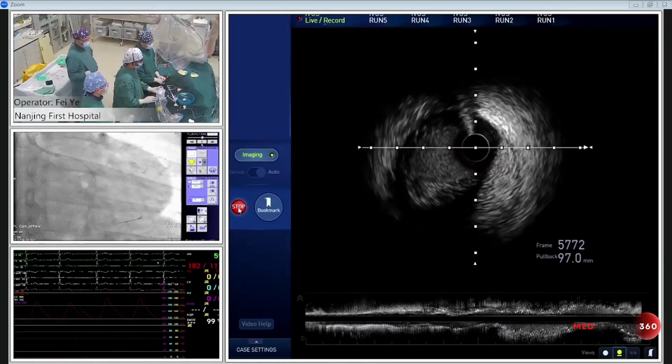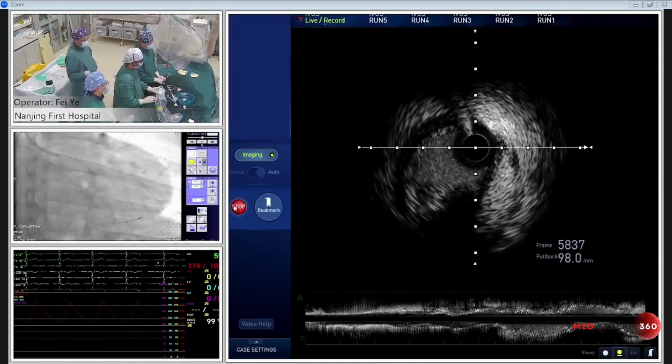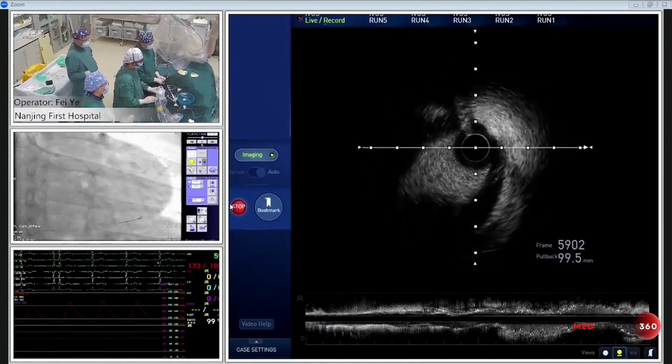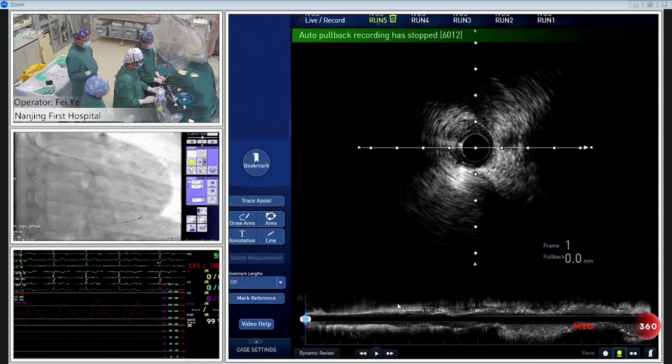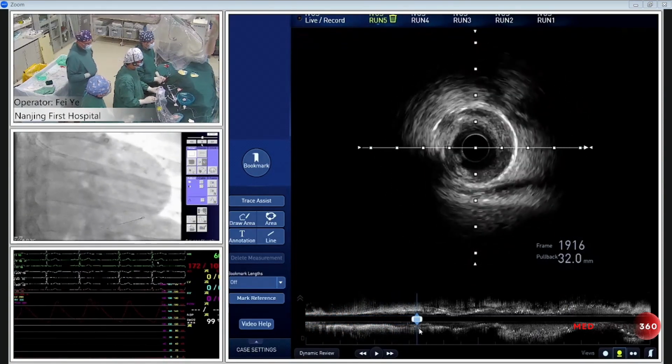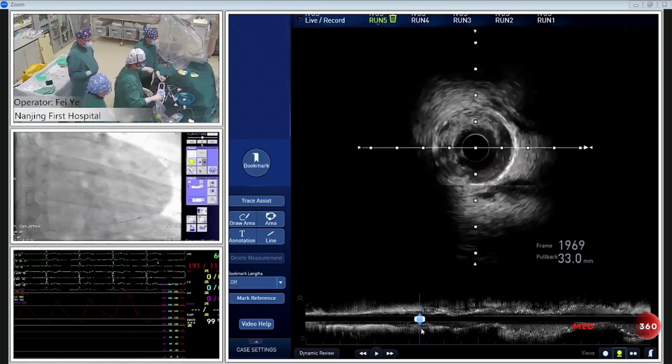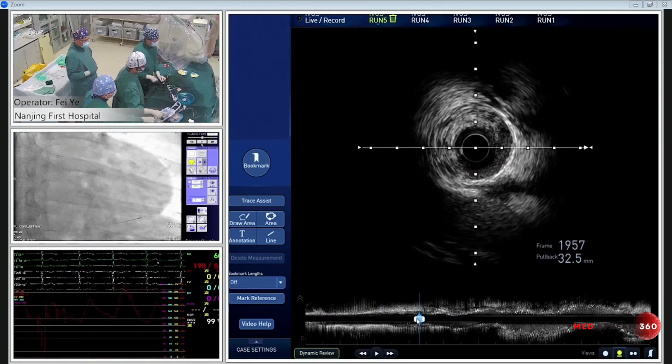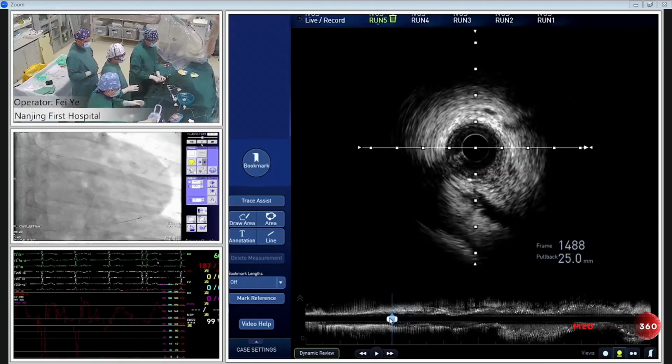Would you see if the proximal part of the circumflex is good? It's a diffuse lesion. Okay. We can measure the distal part and the proximal part. At the stent edge, we can find the medial dissection. Yes, you can see it. And find the hematoma.